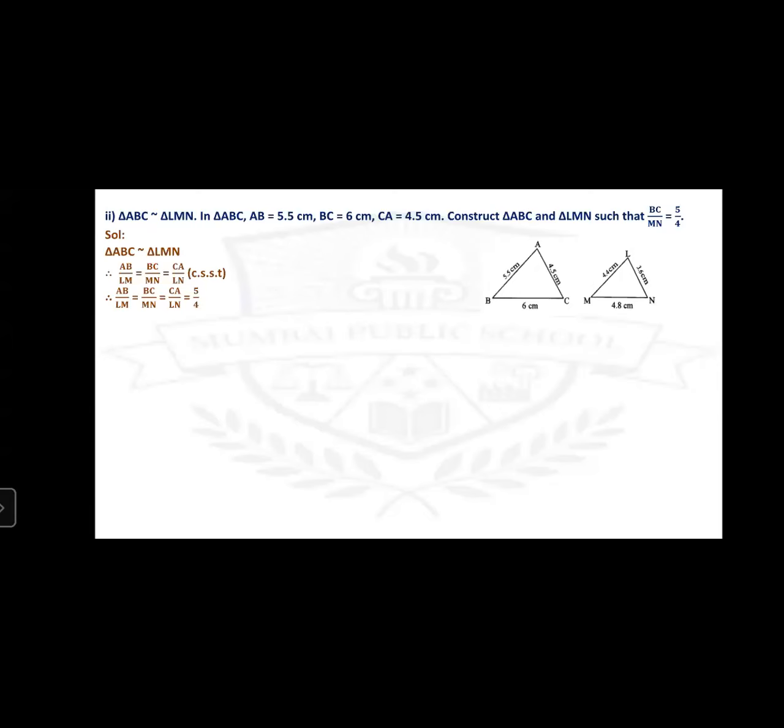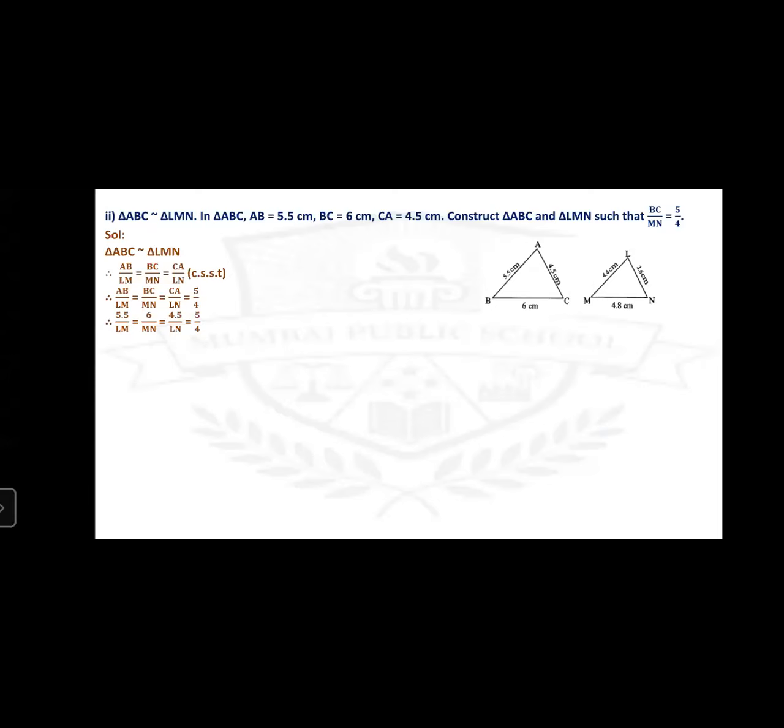Second case, we take BC by MN is equal to 5/4. Then we substitute BC is equal to 6. Then we find MN. Similarly, in the third ratio, CA by LN is equal to 5/4. Again, we substitute CA is equal to 4.5. Then we get the value of LN. So one by one, we solve it. We substitute the values here. AB is equal to 5.5, LM as it is, BC is equal to 6, MN as it is, and CA is equal to 4.5, LN as it is.